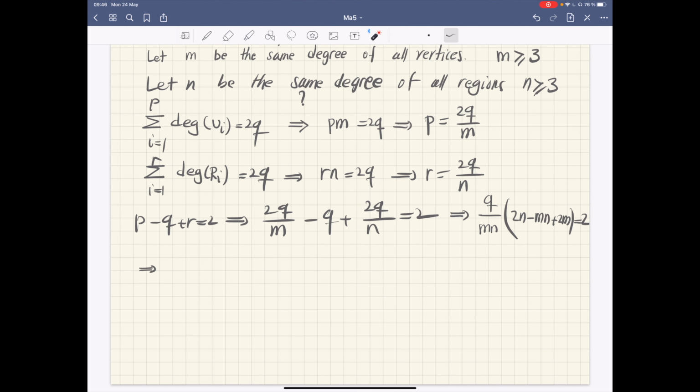You don't need much here. You just want to convince yourself that this is positive. Because that's the product of two numbers that's equal to 2. So it means that 2 is positive, so each one of them should be positive. This is already positive. Q is the number of edges, m and n are the degrees of vertices and regions. They cannot be negative. So this would then imply that 2n minus mn plus 2m is positive. Do you agree? And now you see this is very simple algebra. You add minus 4 to both sides.